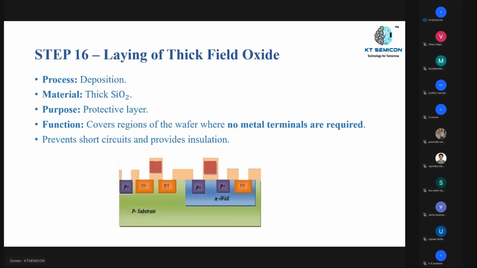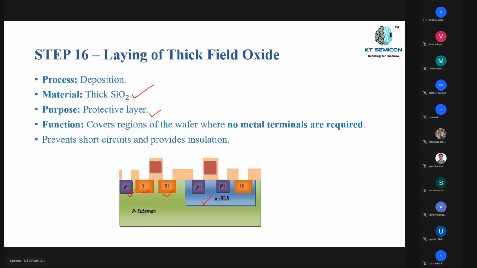So again we are applying the SiO2 layer. Actually, the SiO2 layer acts as the protective layer, right? So this is how, after creating source, drain, and body terminals in the p substrate and n well, again we need to apply the SiO2 layer. And what it will do is cover the region of the wafer where no metal contacts are required.